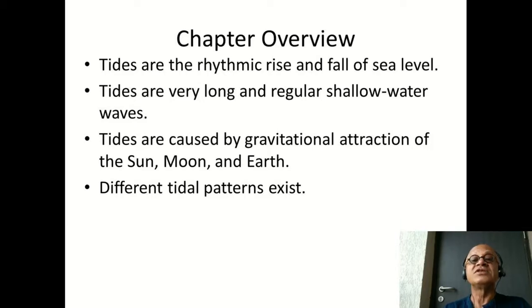So even though the solar tides are less than 50% of the strength of the lunar tides, they can have constructive interference and destructive interference to produce extra strong and extra weak tides, just like the wave interference we talked about. And there are different tidal patterns, diurnal, semi-diurnal, mixed, and so on. That comes from the Moon's orbit around Earth, right?